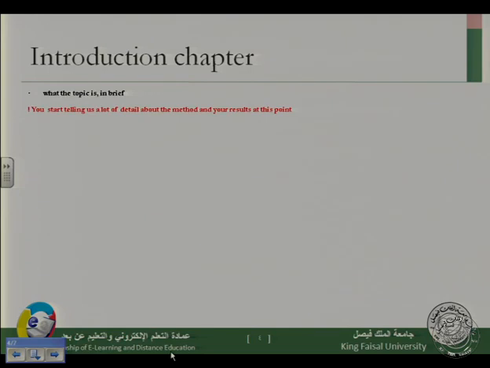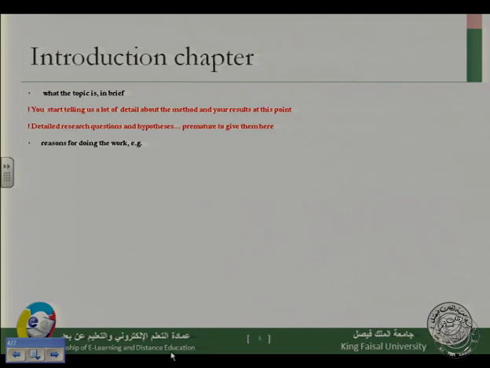This in red means no, don't do this. You start telling us a lot of detail about the method and your results at this point. No, this is not the point where you tell us about your methods. Tell us about your topic. We are talking about the introduction. Detailed research questions and hypotheses, it is premature to give them here, yes. Some people would say, well, I want to tell my readers about my research questions and hypotheses from the beginning. No. Leave them at least until the end of your introduction.